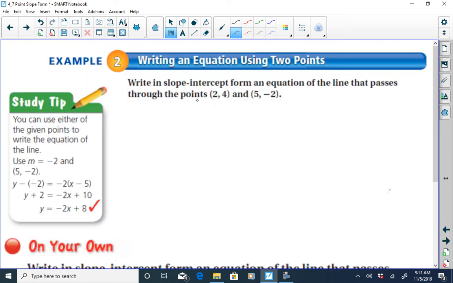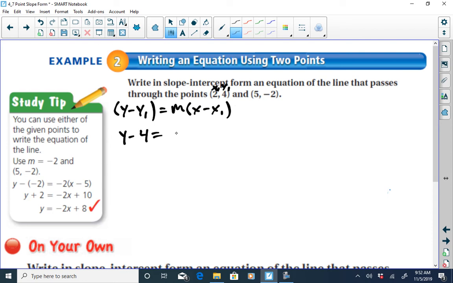Okay. Write in slope-intercept form an equation of a line that passes through those 2 points. So if I have to write it in slope-intercept form, first I'm going to start with my point-slope form. All right? So if I start with my point-slope form, I'm going to start with y minus y1 is equal to m times x minus x1. I choose either one of these ordered pairs, so I'm going to choose this ordered pair as my x1 and y1. So that's going to be y minus 4.